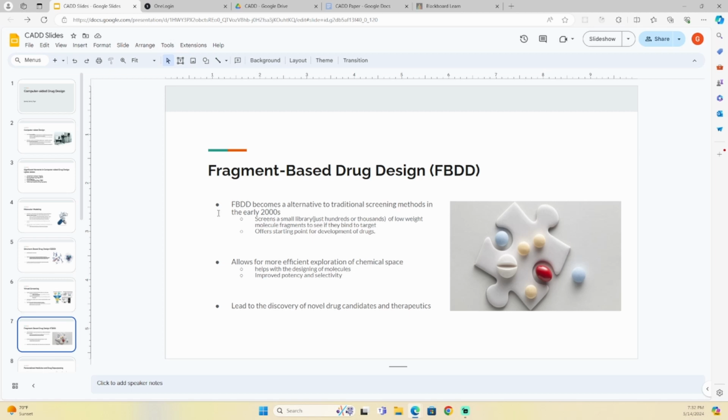If you look over to the right, you'll see a jigsaw puzzle with a few buttons on it. Basically what this is representing is that if you look at the blue one inside the jigsaw puzzle piece, say that connects well, you can then build out the molecule from there once you have a starting point. This allows for more efficient exploration of chemical space. It really helps with the designing of molecules, and it improves the potency and selectivity. And this leads to the discovery of novel drug candidates and therapeutics.